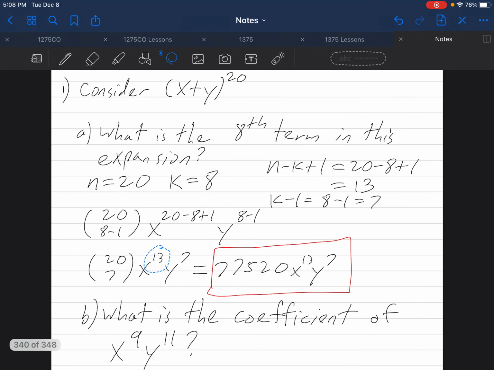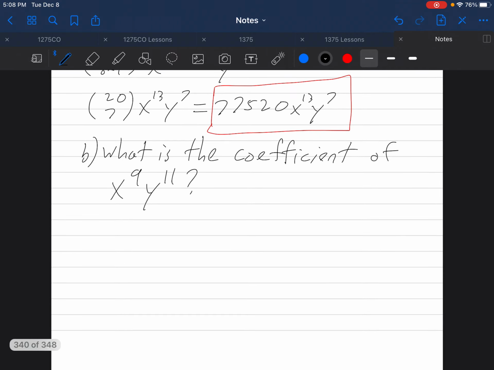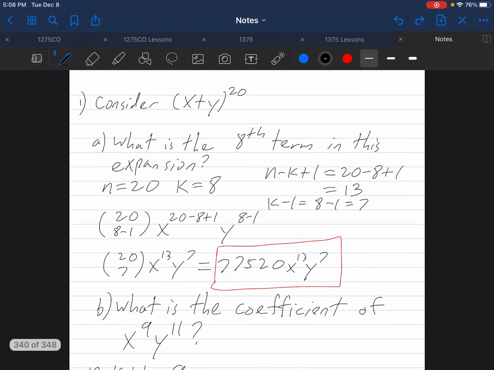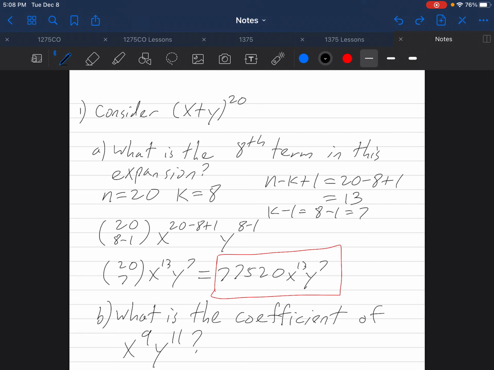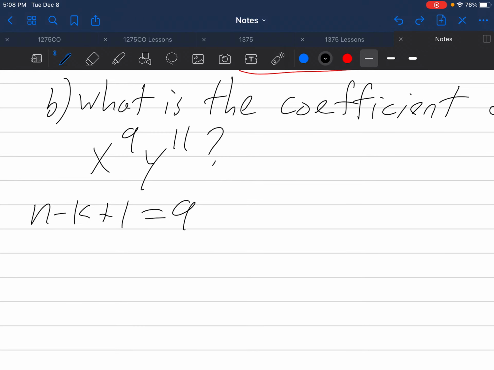Remember, how did we get this number before? Right? We knew n was equal to 20. We knew k was equal to 8. And 20 minus 8 plus 1, n minus k plus 1 was equal to 13. So now if we know that n minus k plus 1 has to equal 9, which is this number that's given to us, we are using the same expansion, x plus y to the 20th power. So then we know that n is equal to 20.